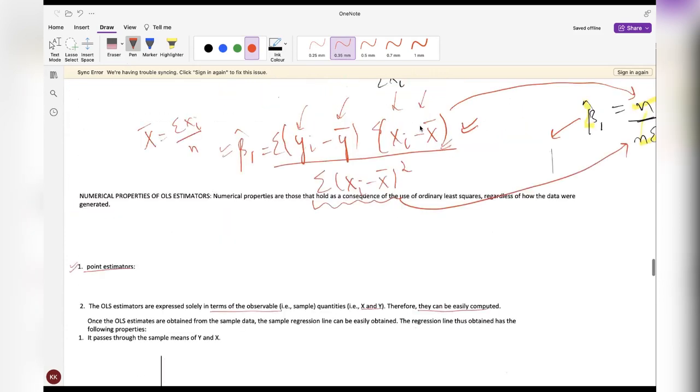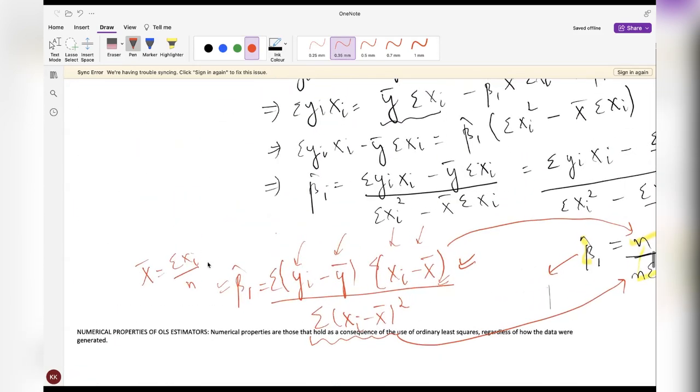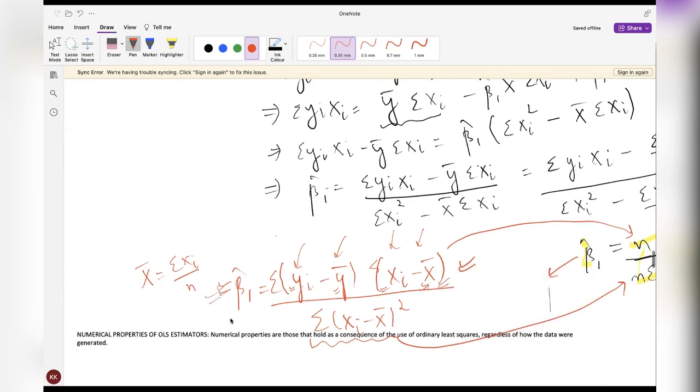Now if we look at our OLS estimator, beta 1 hat, which is equal to the summation of yi minus y bar, xi minus x bar. So basically this just depends on yi and y bar, and on xi and the value of x bar. And all of these are actually given to us or can be easily computed. So that is why computing beta 1 hat is very easy.